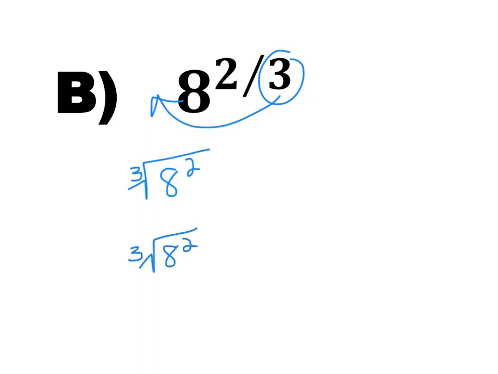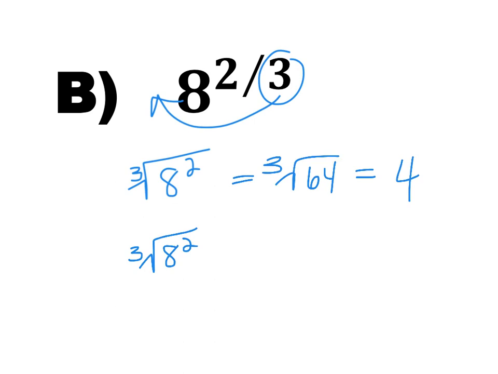Either way will work. Depending on the size of the number is how you'll want to do something. You can square 8, which is what? And then take the cube root. What number times itself 3 times gives you 64? 4. Okay, you can do it that way. Or you could do it the other way. You can cube root first.